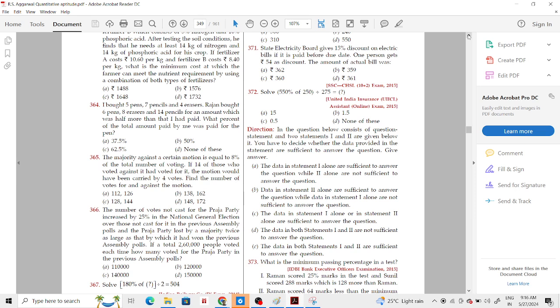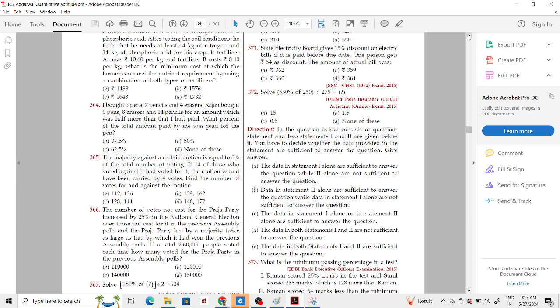It will be good if you do it with X. Ma'am, find the number of votes. Total I'll take as X. Yeah, take the total number of votes as X. The majority against a certain motion is equal to 8% of the total number of voting. So let the total number of votes be X. So 8% is 2 by 25. Then against is 8% of X, that is 2x by 25.